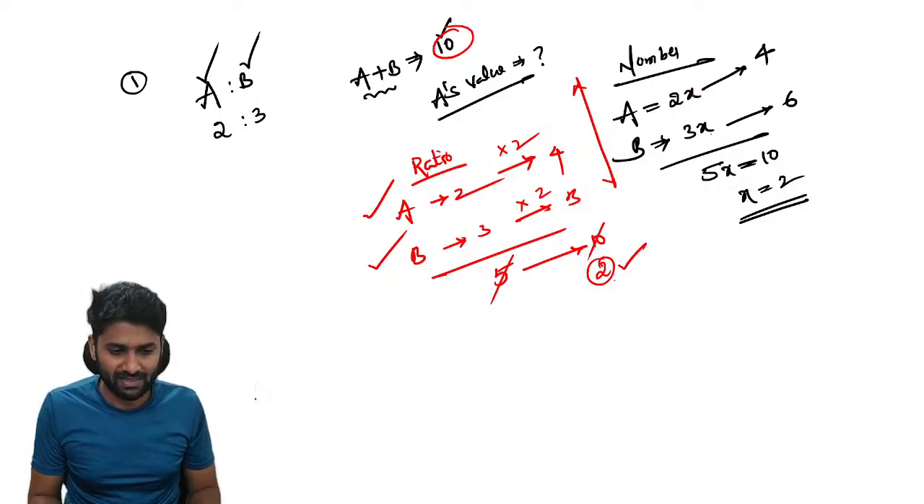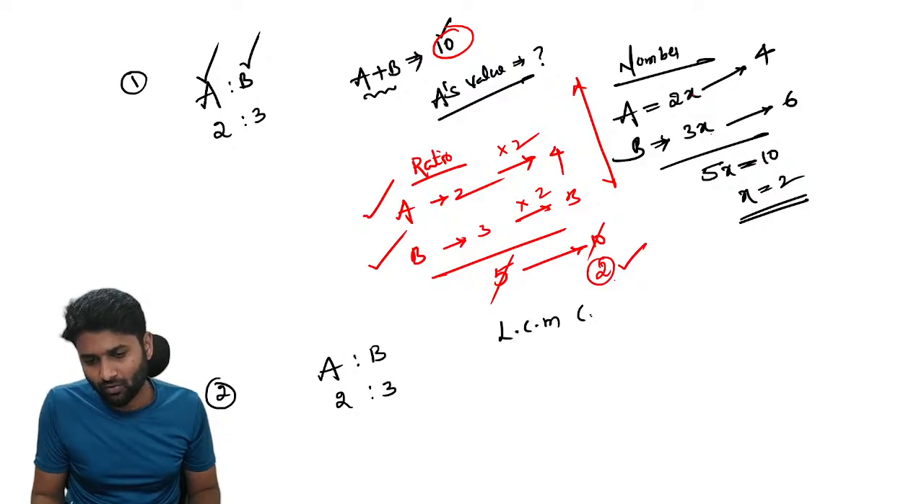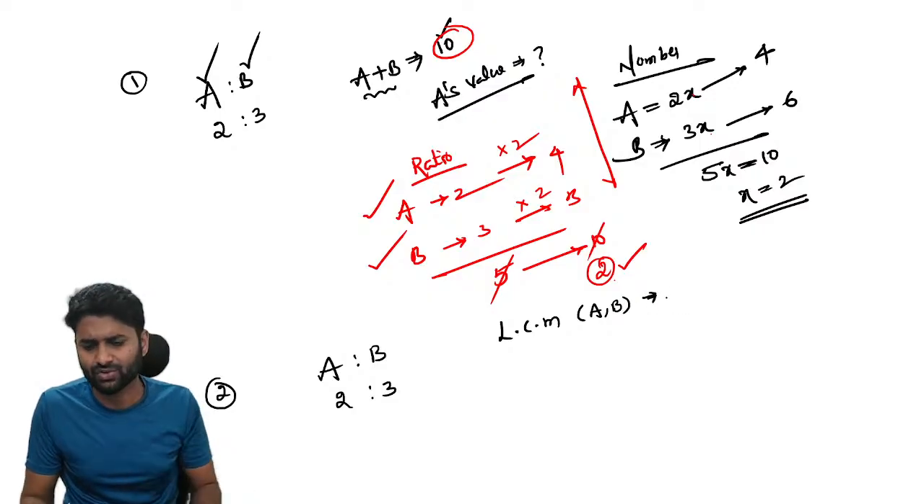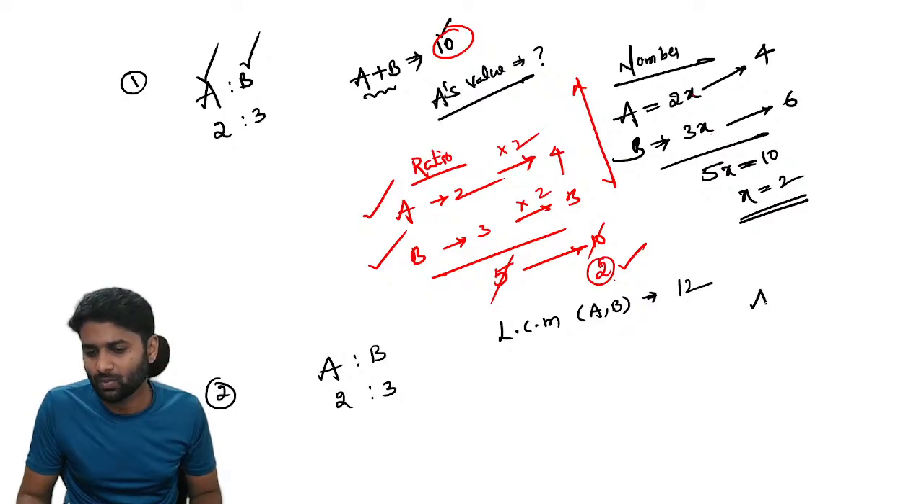For example, let me take an example. If A is to B is equal to 2 is to 3. Now my question, what is the LCM of A and B? Let us assume that in this question, LCM of A and B is 12 units. If LCM is 12 units, what is A's value?